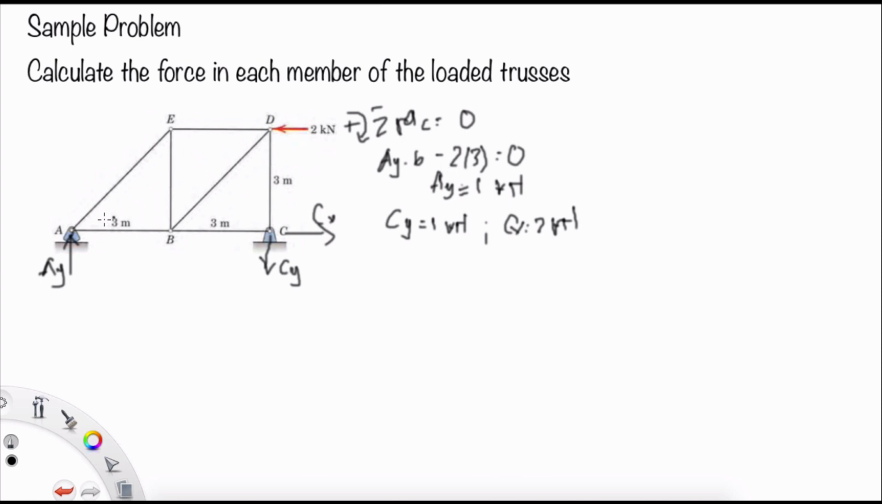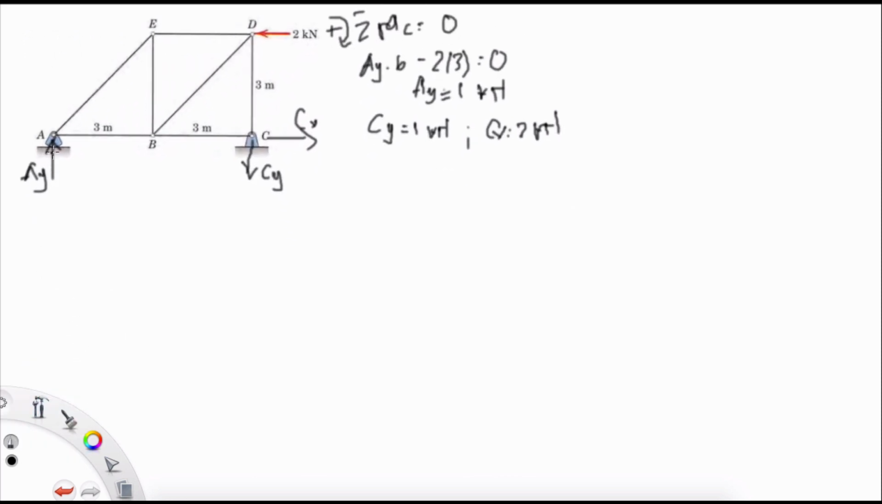And now we have to start to solve this from the point A. At the joint A is the easiest one because we only have 3 forces working here, and we know 1, and the unknown forces are not more than 2, so it is the easiest one. I will start from the joint A.